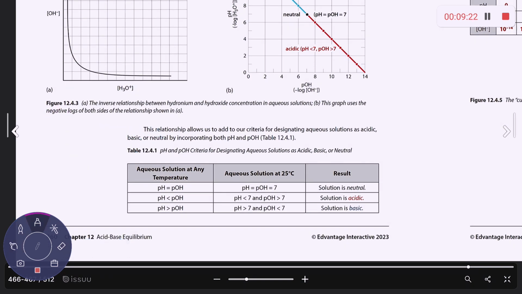Down here at the bottom, they relate pH to pOH and whether the solution is neutral, acidic, or basic. So if it's neutral, they will equal each other. That means they will both be 7. Okay? If the pH is less than the pOH, then the solution is acidic. If the pH is greater than the pOH, then the solution is basic. Okay? Take a look at the next page.